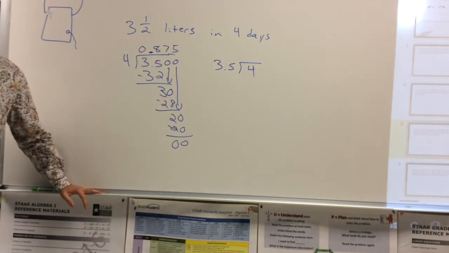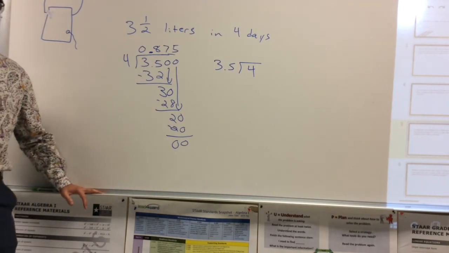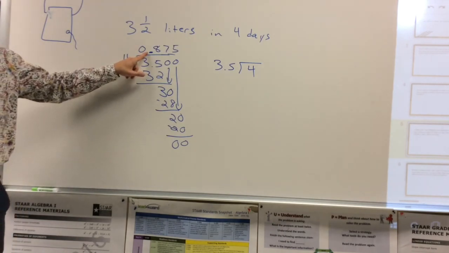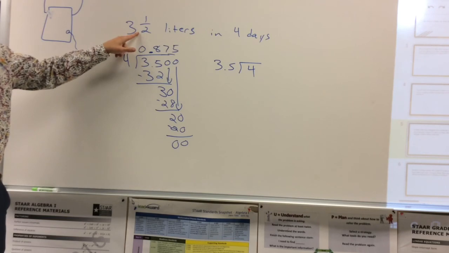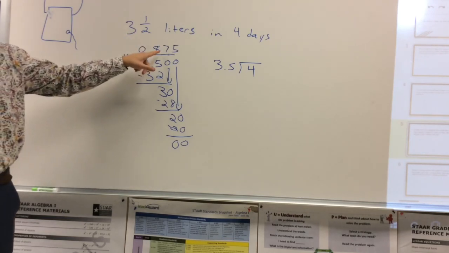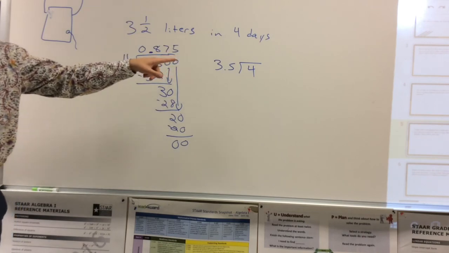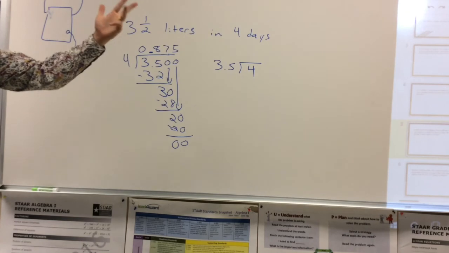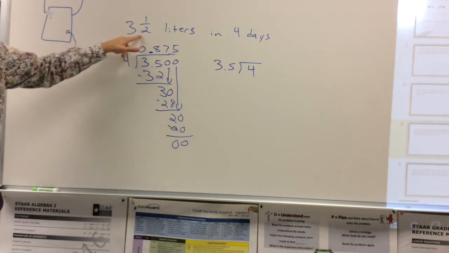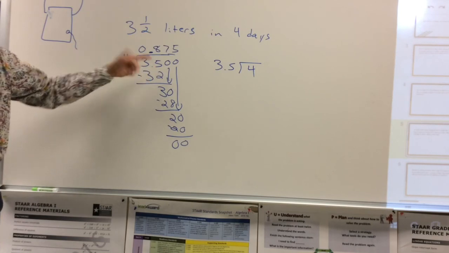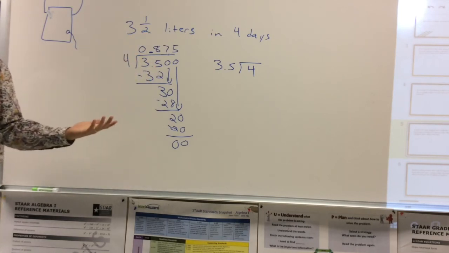Now let's think about what this answer represents. 0.875 liters per day. Doesn't that sound reasonable if 3.5 is for 4 days? Yes. Well, let's just round this up. Do we agree that 0.875 is really close to 0.9? Well, 9 plus 9 is 18, 27, 36. Isn't 3.6 really close to 3.5, which is what we have? So we see how that one balances out and makes sense?